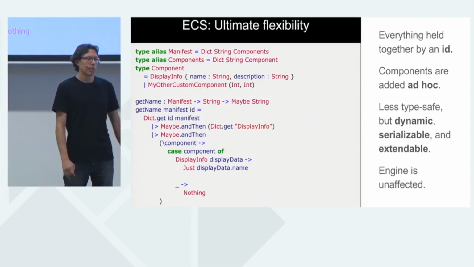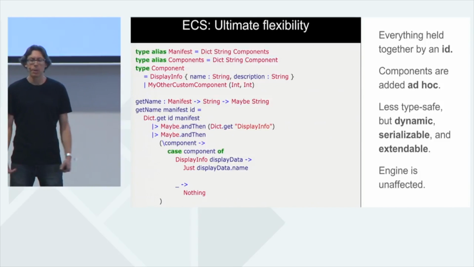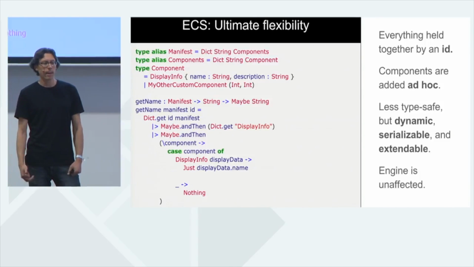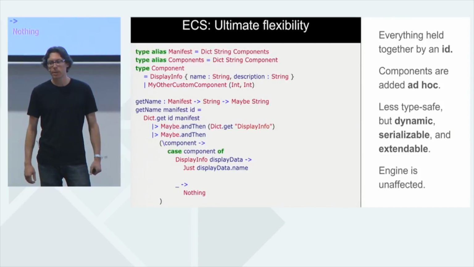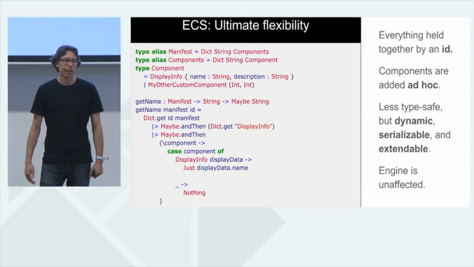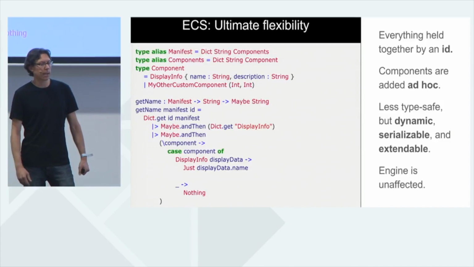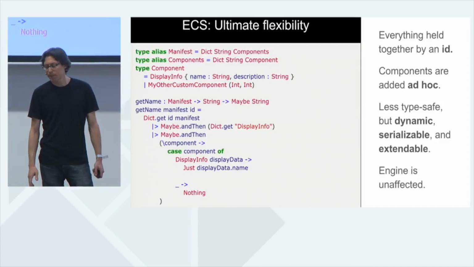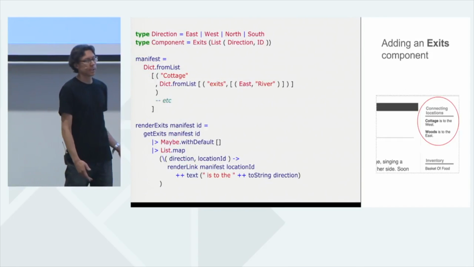It's unfortunate, but I think it's a necessity because the data may be generated at runtime. In the case of the visual editor, it would be just typed in by the user, and so I can't type that. And I may need to transport it in serialized format like JSON. So I lose a little bit of type safety, but I gain so much in flexibility that I think it was a good trade-off. And I'll give an example of what one of these components looks like.